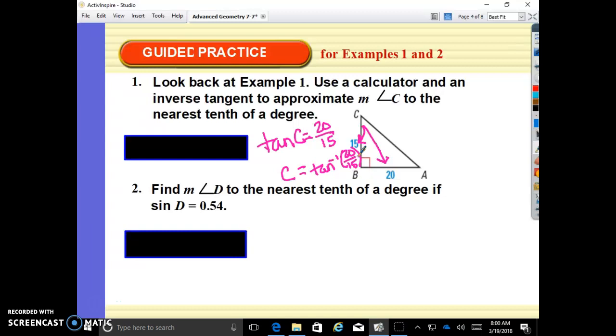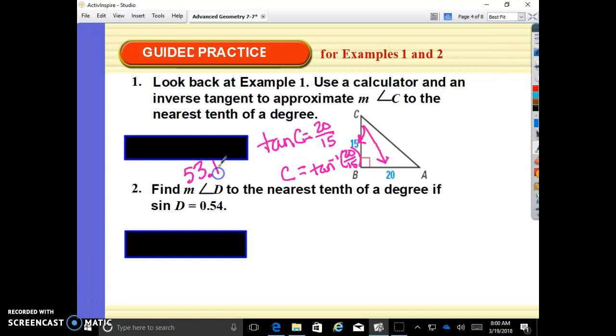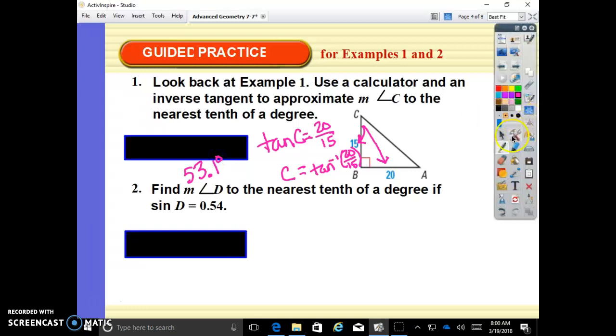So 20 divided by 15 equals second tan, and I got approximately 53.13, I can't even read, my bad. 53.13 is going to stay 0.1 because the 3 does not do anything to the 1. So 53.1 degrees.